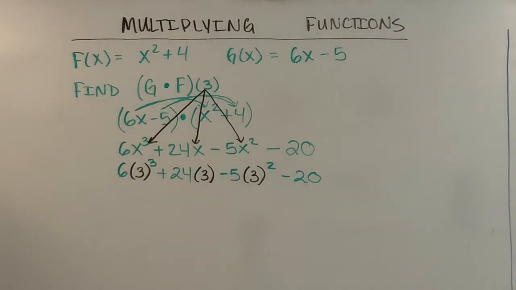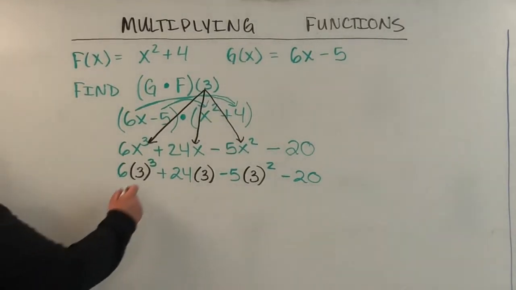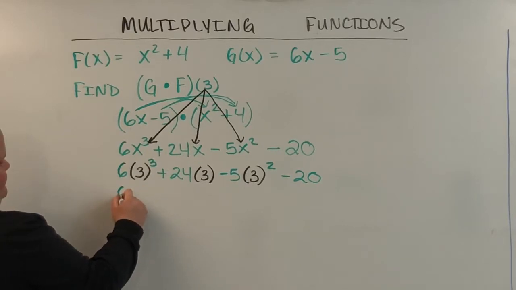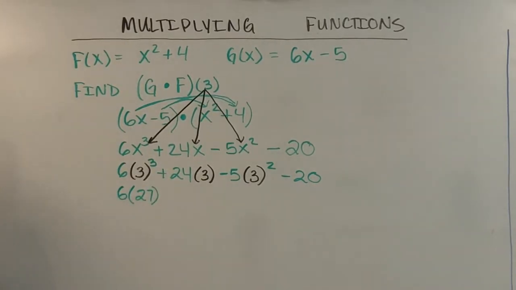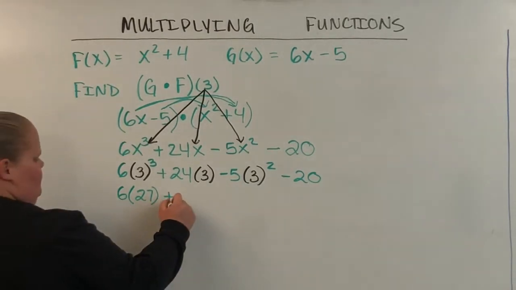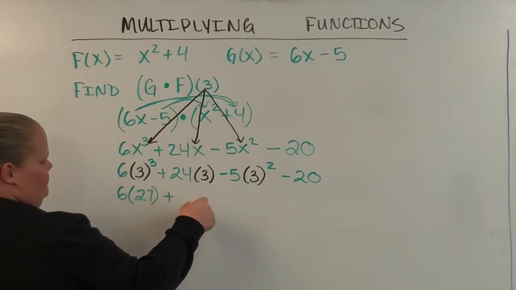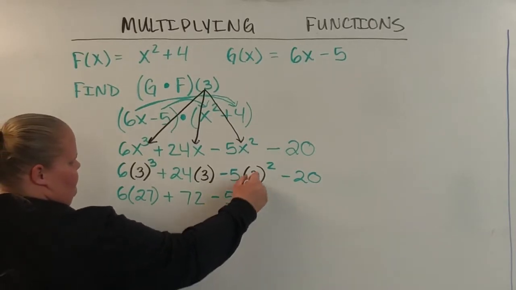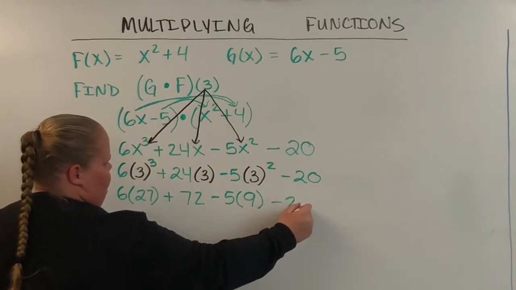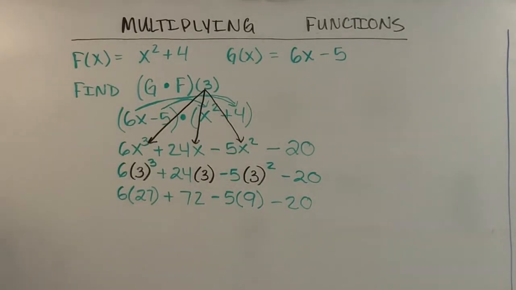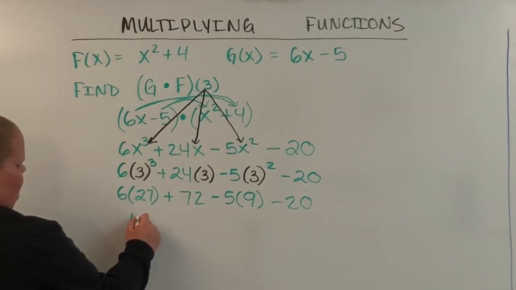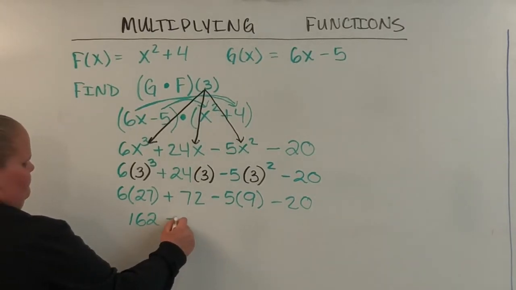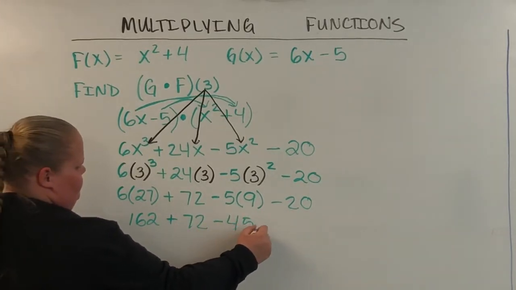All right, so we're going to deal with the multiplication. We try to get rid of parentheses, but first we got to look at the exponent. 3 to the third power, that's going to be 27. So this is going to be 6 times 27 plus 24 times 3, that's 72, minus 5 times 3 squared, which is 9, minus 20. Okay, 6 times 27, that's 162, right? Yeah, 162 plus 72 minus 45 minus 20.